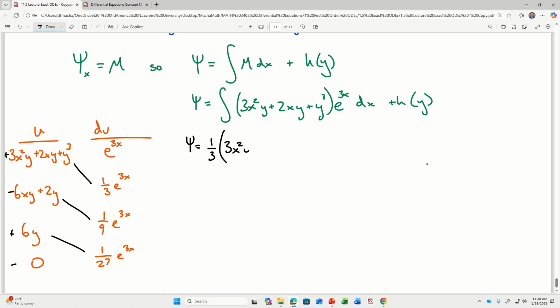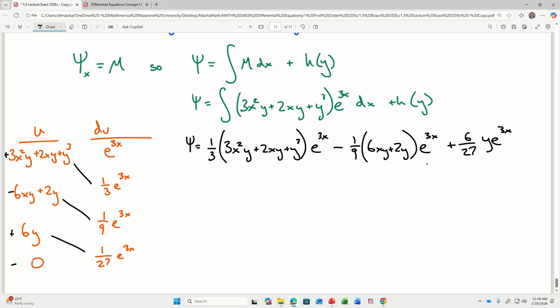3x squared y plus 2xy plus y cubed e to the 3x, minus 1/9 of 6xy plus 2y e to the 3x, plus 6/27 y e to the 3x.